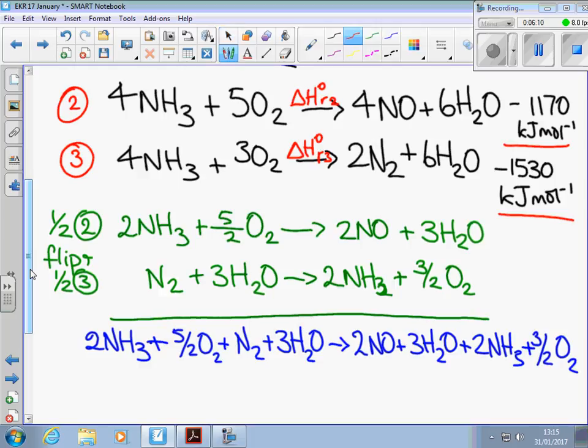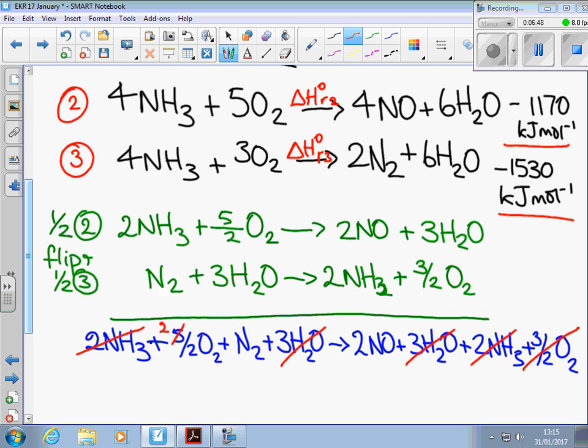So we can lose ammonia on this side, which cancels with 2 ammonias on this side. We've got 3 waters on this side cancelling with 3 waters on that side. We've got a single nitrogen on the left, which is okay, and 2 nitrogen oxides on the right, which is okay. And then we've got 5/2 oxygens on the left, 3/2 oxygens on the right. So we can get rid of the 3/2, bring that down to 2/2, so that's 1 oxygen.